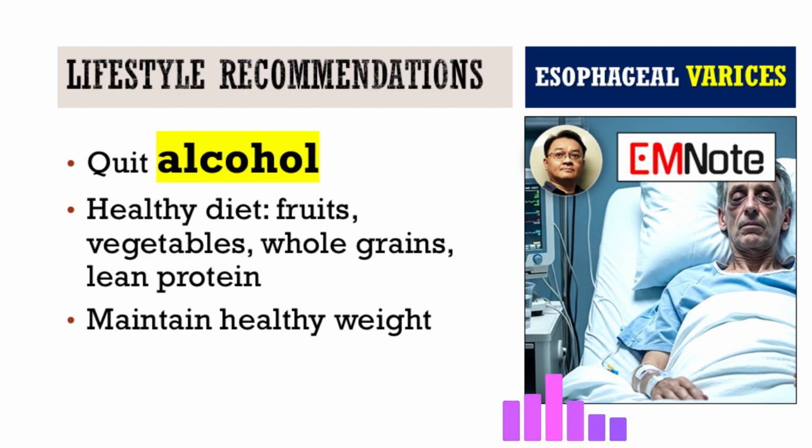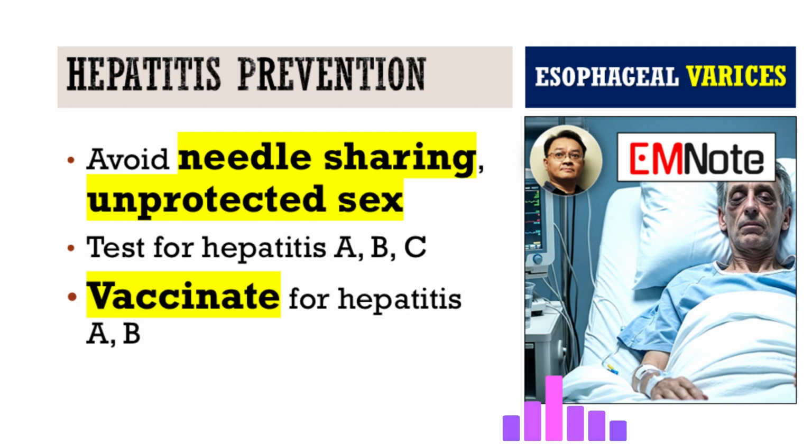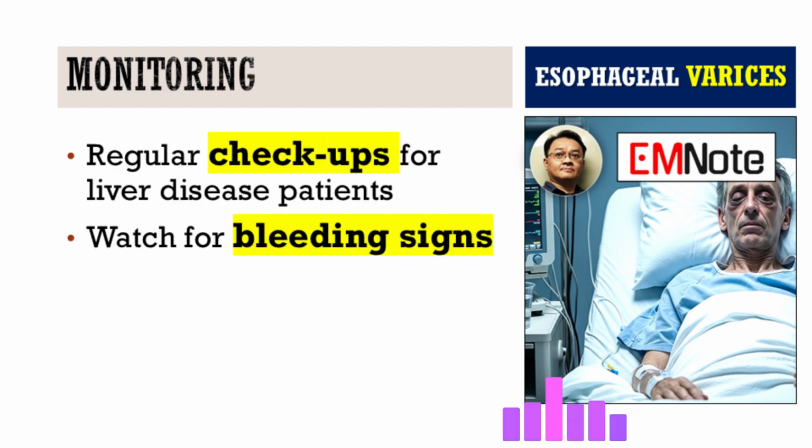Makes sense. And beyond medications? Lifestyle is absolutely fundamental. Right. Complete abstinence from alcohol is non-negotiable. A healthy diet helps: fruits, vegetables, whole grains, lean protein. Maintaining a healthy weight is important too. Standard liver health advice, but amplified here. Very much so. Also, minimizing exposure to liver-damaging chemicals and, importantly, preventing viral hepatitis, so things like avoiding sharing needles. Regular medical checkups and constant vigilance for any signs of bleeding are also critical for these patients.